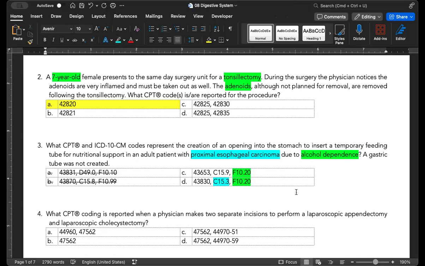Okay. So from a testing perspective, we've already figured out our answer. We know it should be letter D, right? Without even opening up our CPT manual, then we've got our answer. But let's just act like you weren't sure about your C15.9 or your C15.3, and you want to go to your CPT to rule it out. Let's go look at the difference between the 43653 and the 43830.